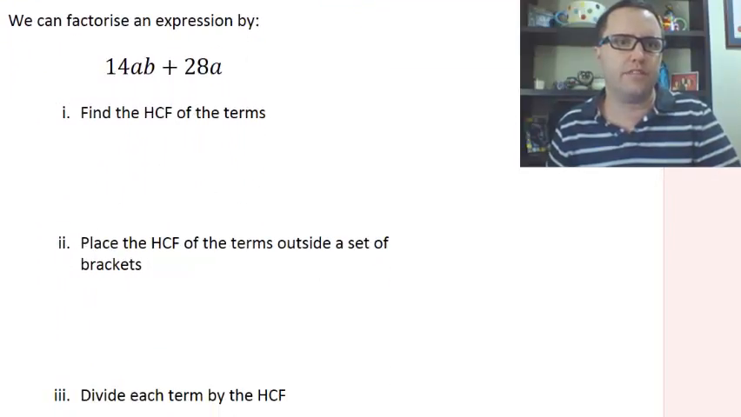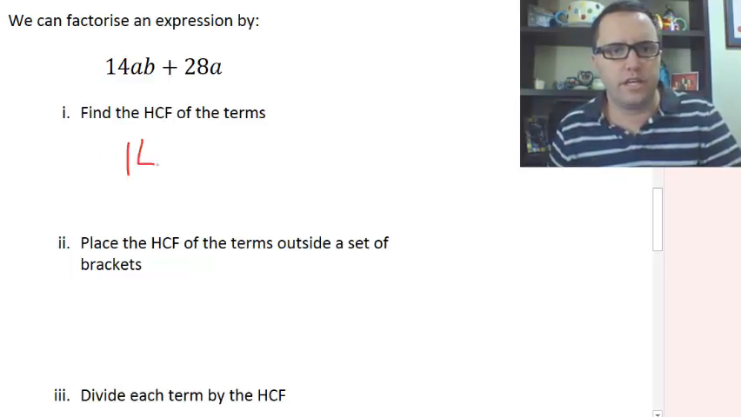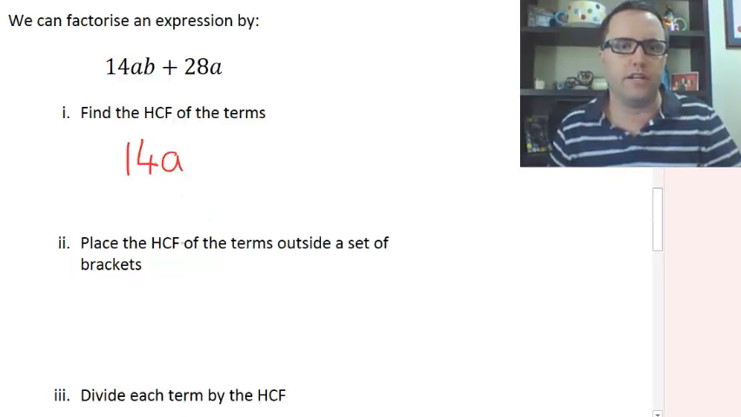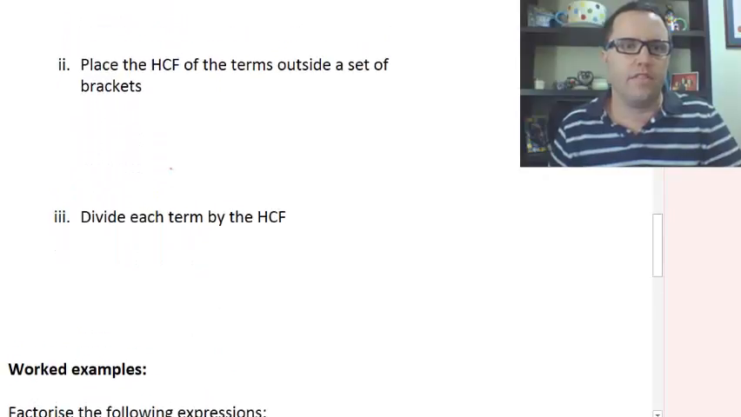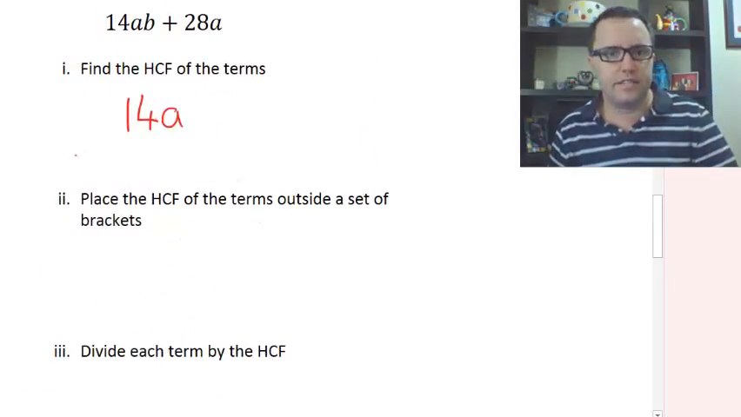We factorize an expression by first finding the highest common factor of the terms. So for 14ab and 28a, the highest common factor of 14 and 28 is in fact 14, because 14 divided by 14 is 1, and 28 divided by 14 is 2. Between the letters, they've both got an a, so 14a will be our highest common factor. Then we place the highest common factor of the terms outside a set of brackets.